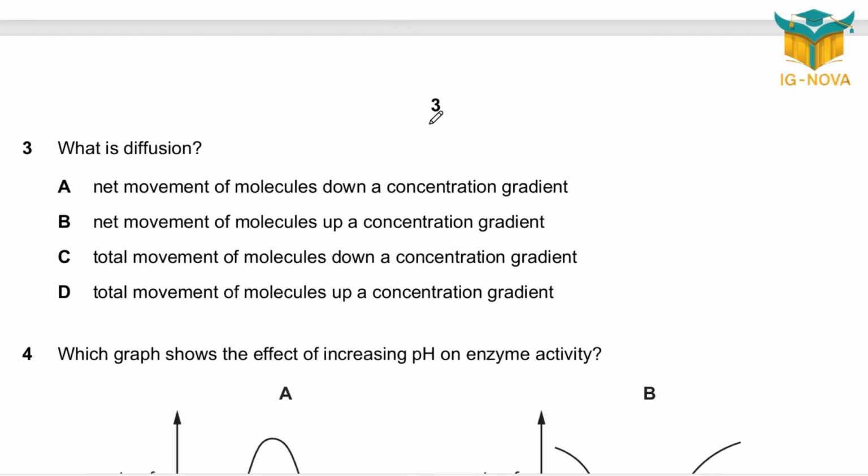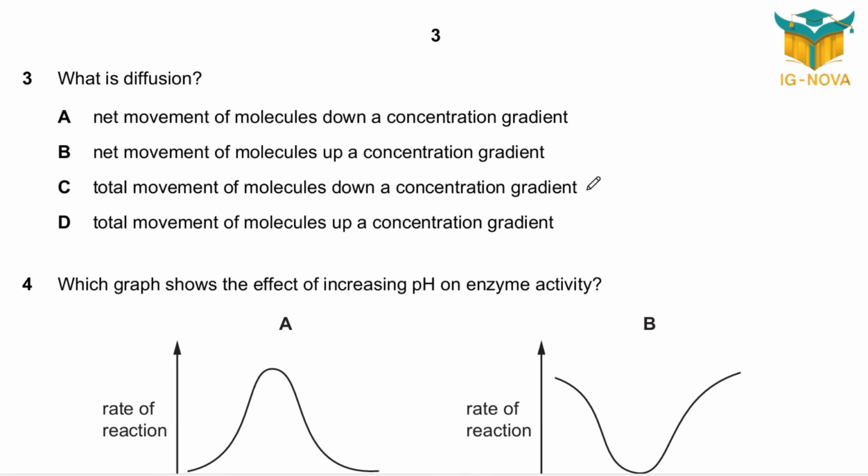Diffusion. For the definition of diffusion or even osmosis, you must use the vocab "net movement". So "total movement" is rejected. So cancel out the wrong options: A or B. Net movement. Then you have down the gradient or up the gradient.